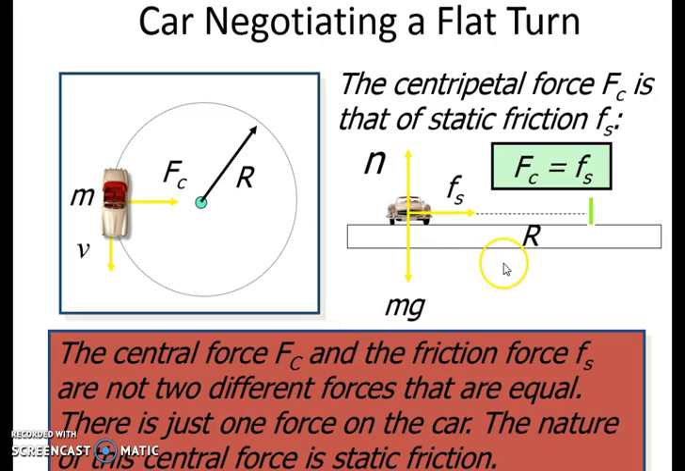So, a car negotiating a flat turn. The centripetal force is that of static friction. The central force, the centripetal force, and the friction force are not two different forces that are equal. There's just one force on the car. The nature of such a force is static friction.